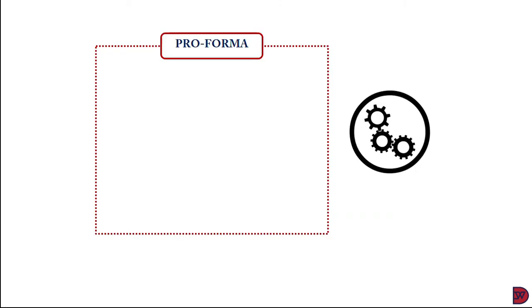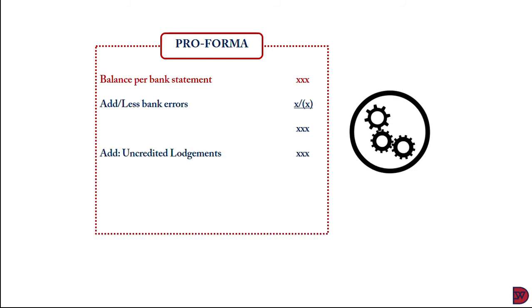Let's now look at the pro forma for bank reconciliation statement. We start with the balance as per bank statement. Any errors that is committed by the bank, if it was supposed to be added and it was not added, if it was supposed to be reduced and it was not, it is reduced. Then we add uncredited lodgements. Unpresented checks, if it had been captured, it would have reduced the bank balance for the business. So we bring it here and record it. The balance that will be arrived at should be the same as the adjusted cash book balance.